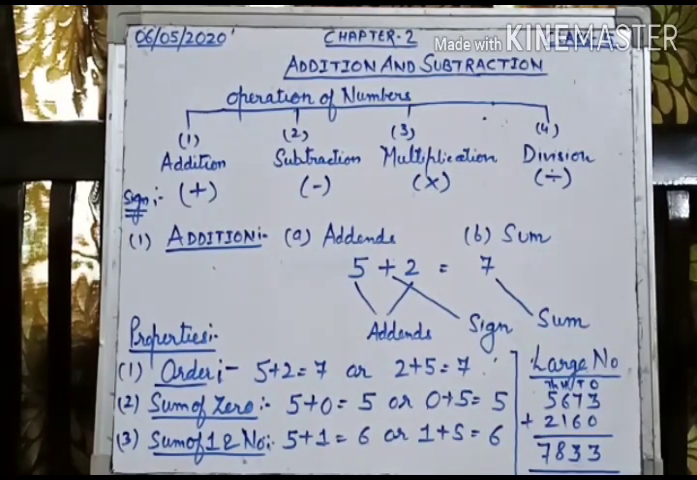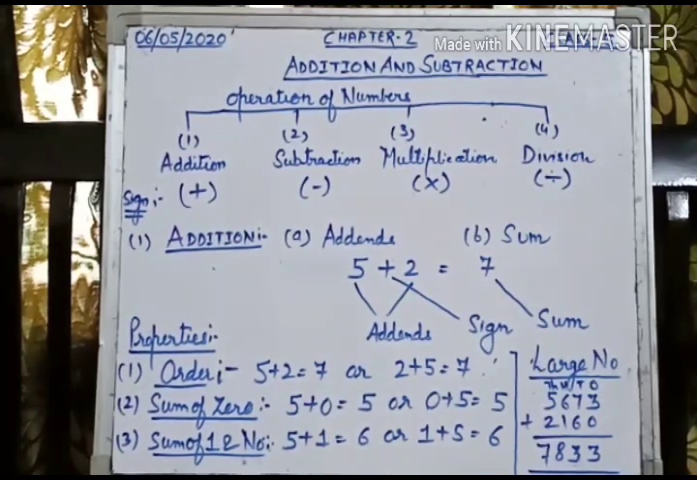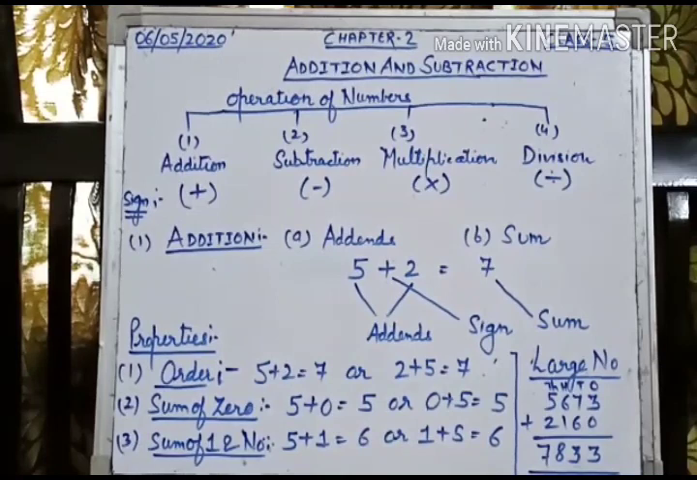Now the second chapter is about the operations of numbers. That means what you can do if you have a lot of numbers. So we have 4 basic operations of numbers, that is addition, subtraction, multiplication and division. These are the 4 operations of numbers which you can do with your given numbers. These 4 operations have different signs.